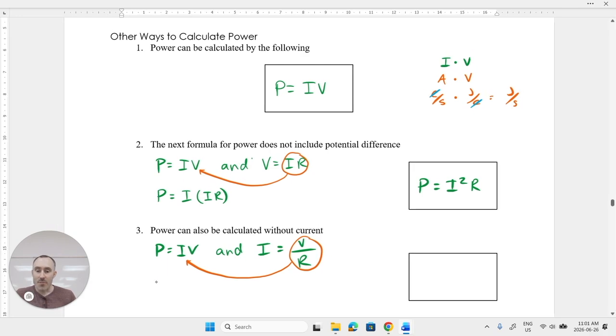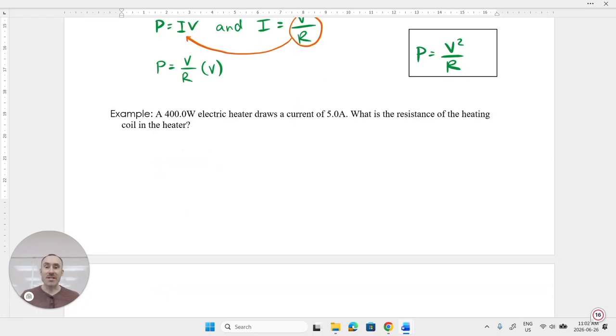And so now you get P equals V over R times V. And again, we can make that better. So P equals V squared over R. And those are the different relationships between V, I, and R with power included. Now let's try a couple examples.